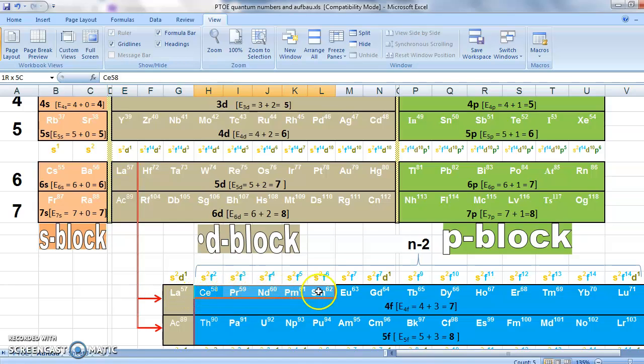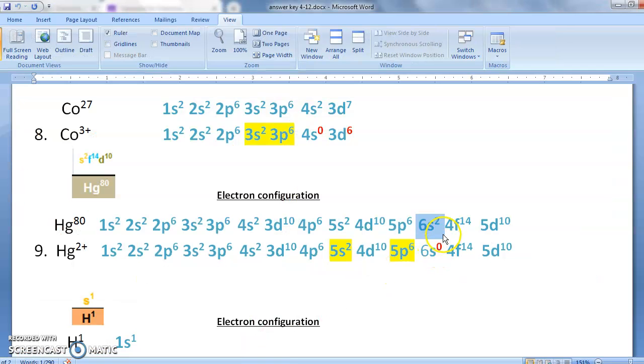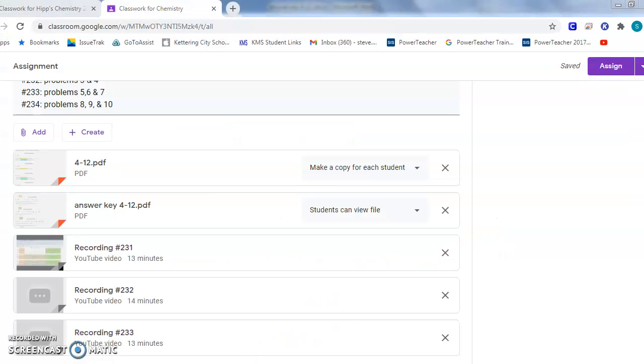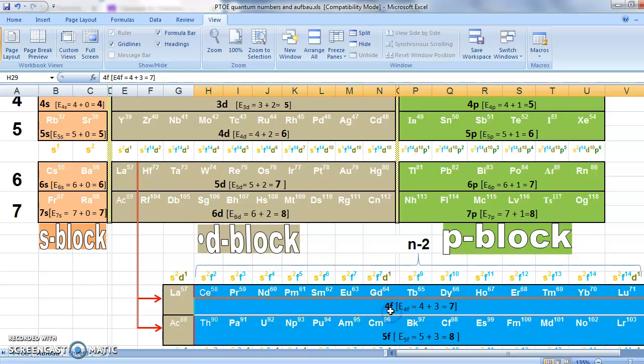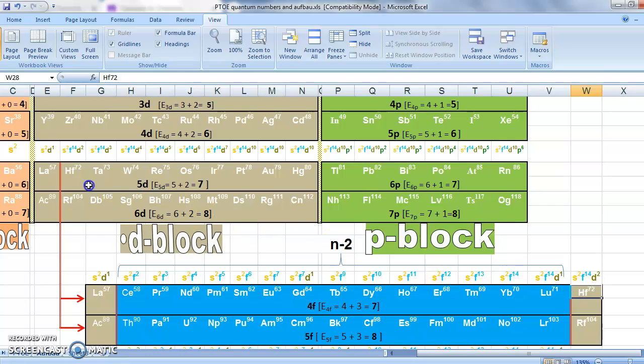After 57 is 58. 58 through 71 are 14 elements. And that is the 4F as we saw. There are 14 elements in the 4F. How do I know it was 4F? It says it right there, 4F14. So I'm now at 71 and I can go back to 72.